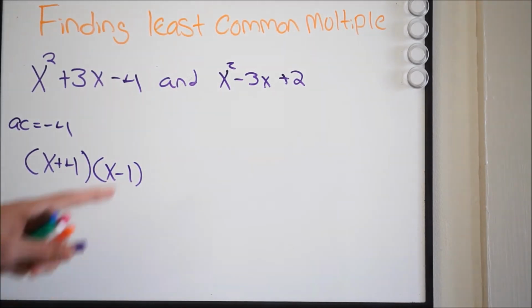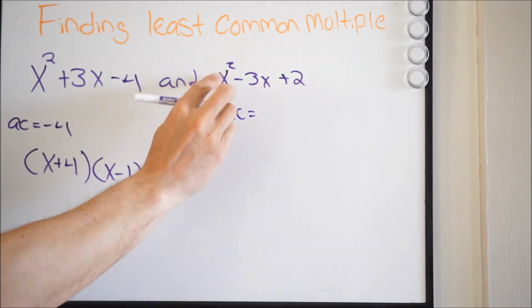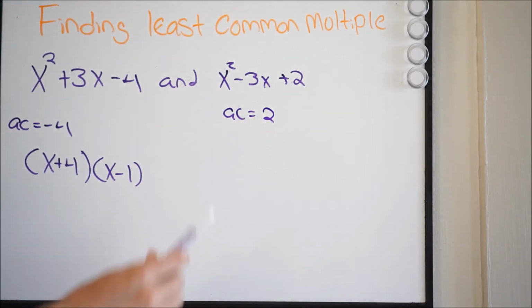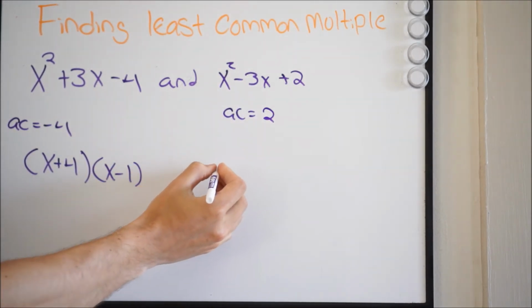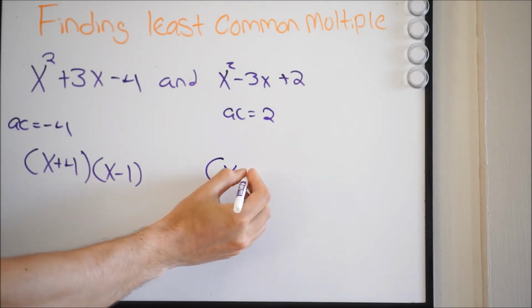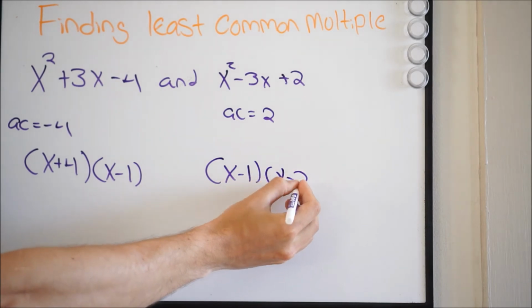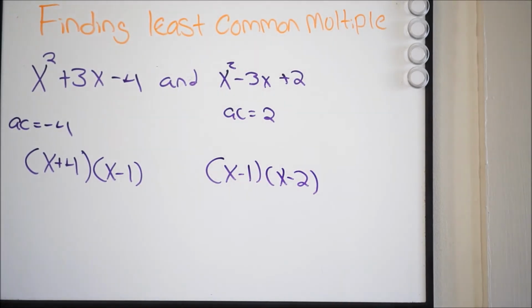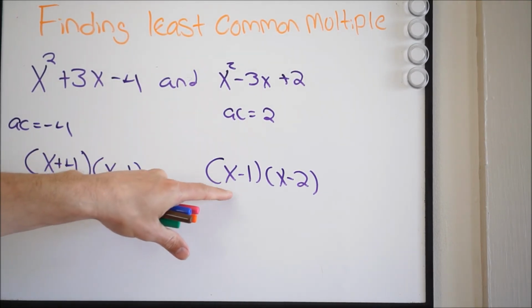Going on to this one, again, you can use the AC method. That will be 1 times 2, which is 2. What two numbers when I multiply will be 2, but add up to negative 3? Well, that's going to be x minus 1 and x minus 2. So once you have it here, you want to find the least common multiple. So we have factors here. We have x plus 4, we have x minus 1, then we have an x minus 1, and an x minus 2.